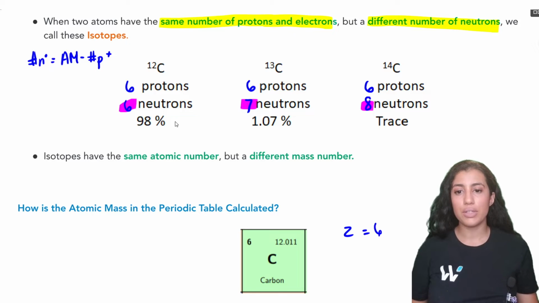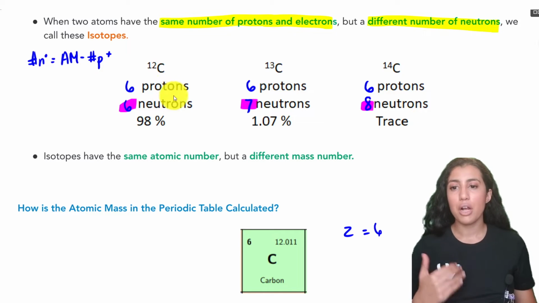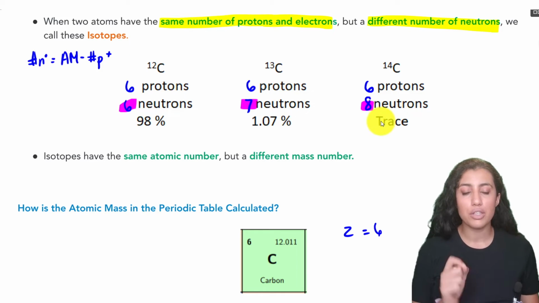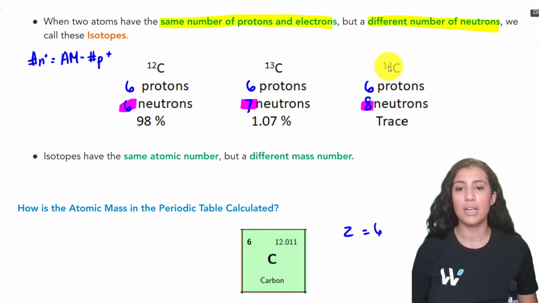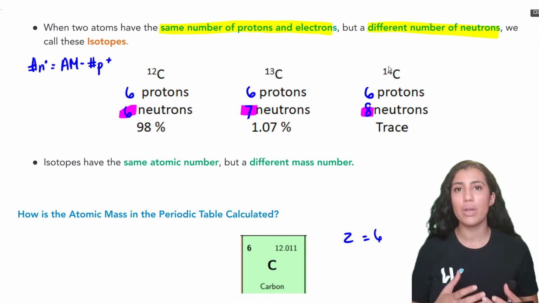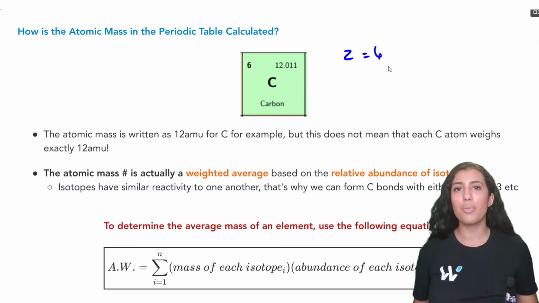So the other thing to know is that different isotopes have different abundances, and these numbers are going to be different depending on which element we're looking at. But for carbon, carbon 12 is present 98% of the time. So 98% of the time, we're going to come across a carbon 12 molecule. And 1.07% of the time, it's going to be a carbon 13 molecule. And a very, very small percent of the time, it'll be a carbon 14 molecule. The reason why all of this is important is because it's going to come in handy when we try to calculate our atomic masses. So let's talk more about that now.